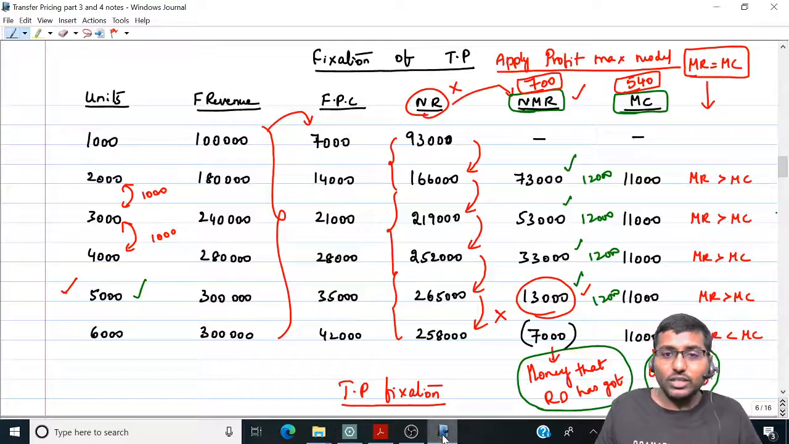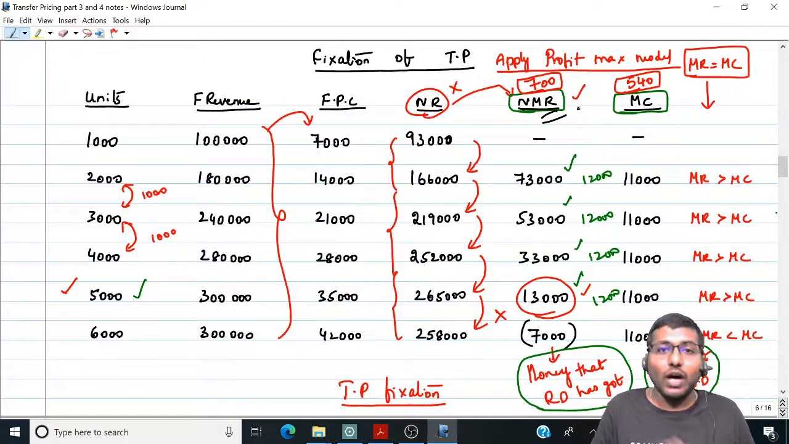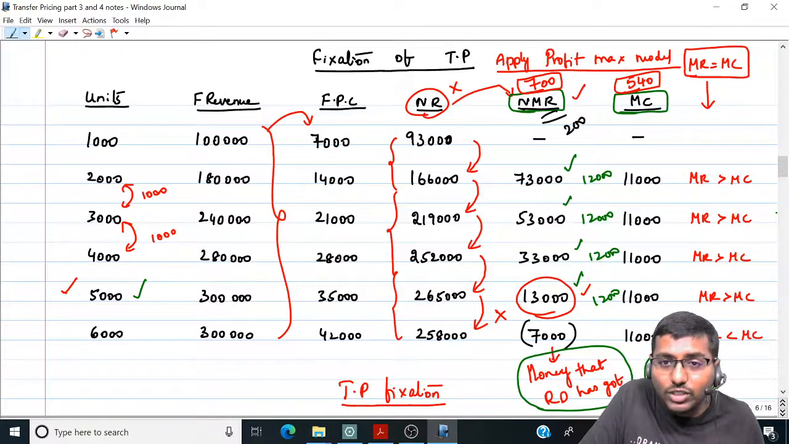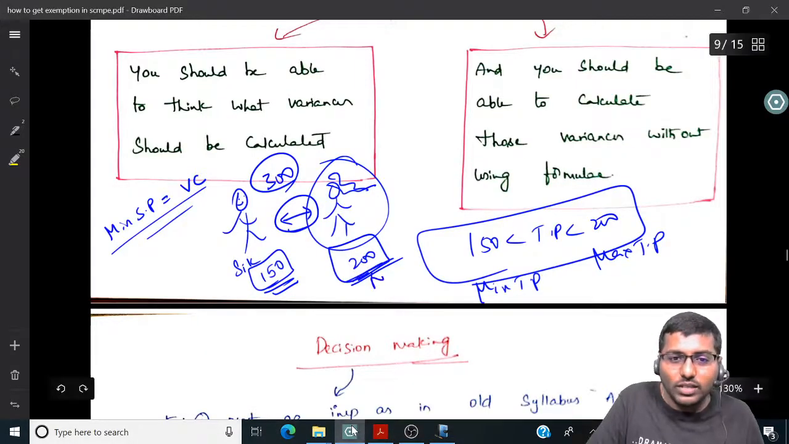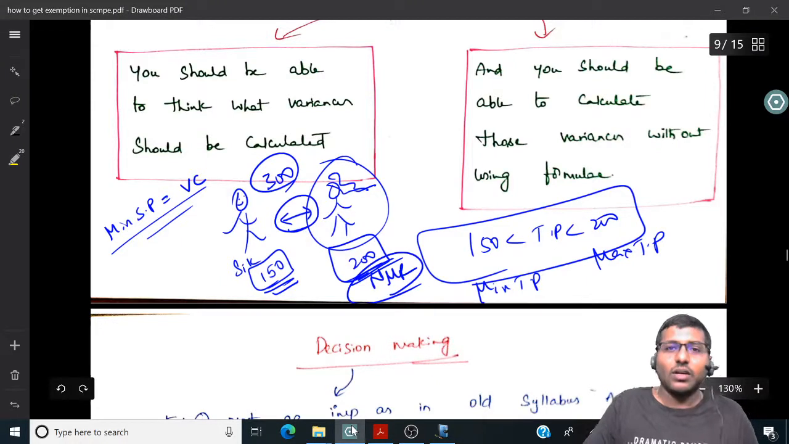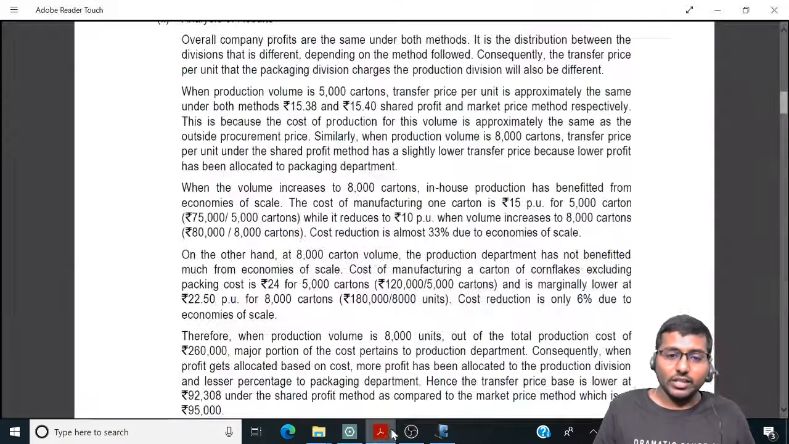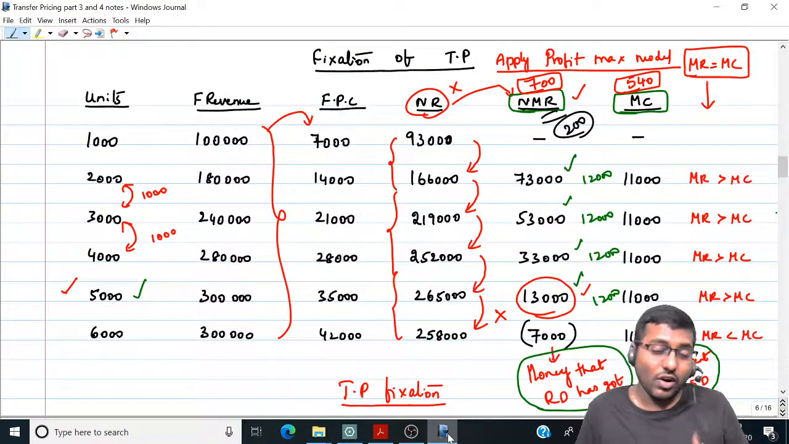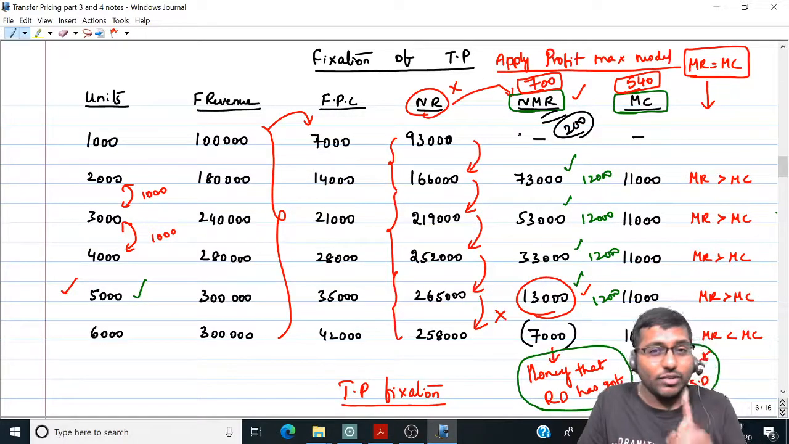Now the moment you see this kind of steps, NMR, what is this NMR? I don't know. Arey yaar, NMR is nothing but 200, which I was talking about right now in this example. This 200 is nothing but NMR. Net marginal revenue is nothing but the money that the receiving division possesses. Are you able to understand? See, it's very simple. But because we don't know English, unfortunately it is not our native language, so we feel that it's something. NMR is nothing but the money that the receiving division possesses.